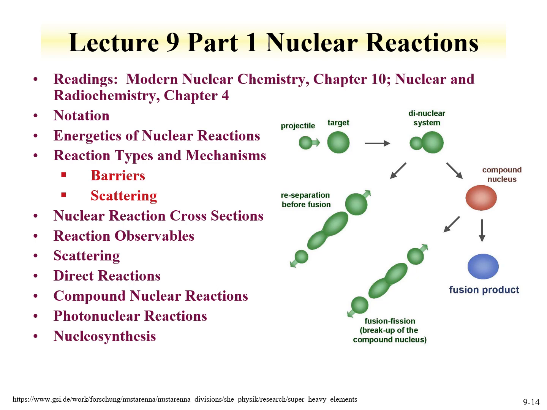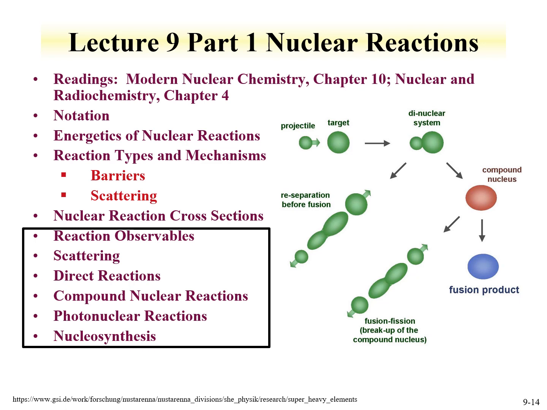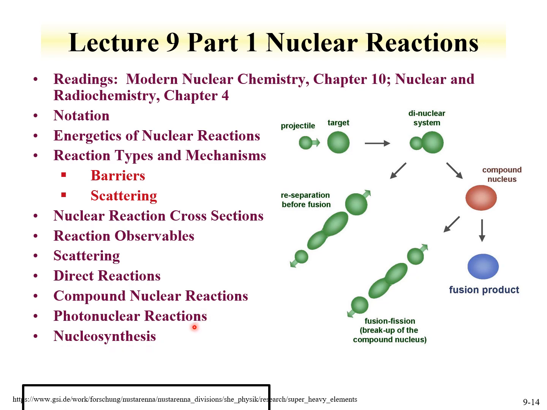This concludes Part 1 of Lecture 9 on nuclear reactions. Part 2 covers the information shown here: reaction observables, scattering, direct reactions, compound nuclear reactions, photonuclear reactions, and nucleosynthesis. Please continue on to that lecture when you've completed this one.